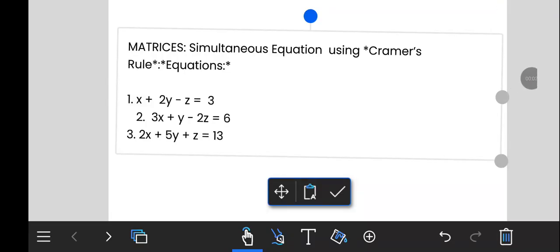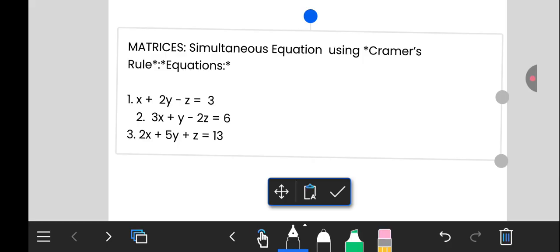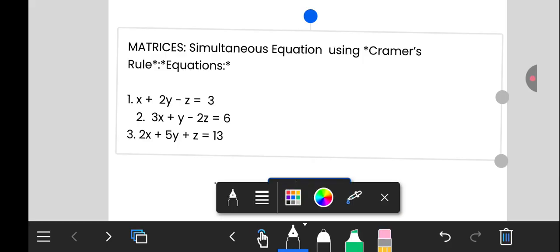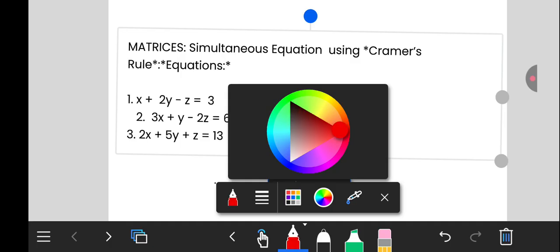Welcome to this session where we're going to do matrices, and our main focus will be solving systems of equations in three variables by using Cramer's rule. So let's get started. We've been given these equations. The first thing we need to do is to convert these equations into matrix form.